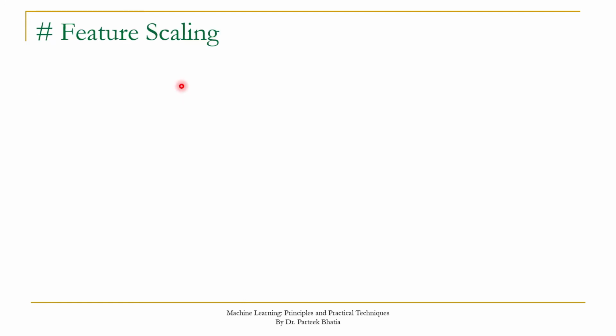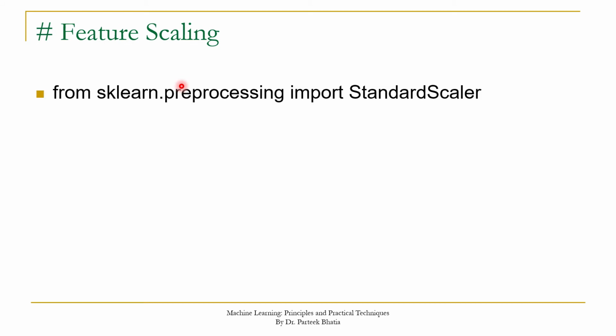Now in order to apply standardization over our dataset, we have to import StandardScaler class, which is available in preprocessing sublibrary of sklearn. So with this line of code, we are importing StandardScaler class from preprocessing sublibrary of sklearn. After importing this class, we have to create its object. So here we are creating its object named as sc.